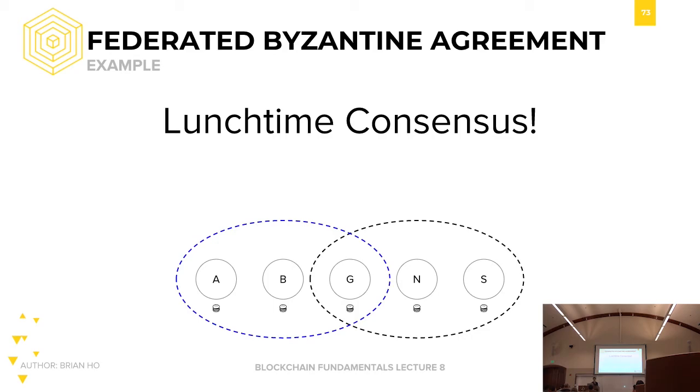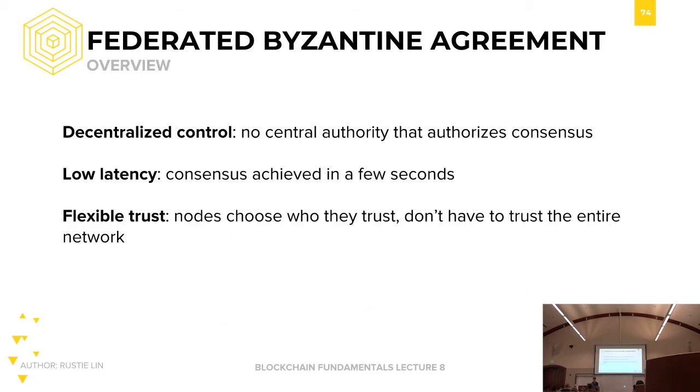So slowly you can build up this huge quorum by accumulating individual quorum slices, and what that achieves is decentralized control. No central authority authorizes consensus, and no one can prevent you from joining the network. There's low latency. This consensus protocol, even though I went through many slides, is actually achieved in a few seconds. And flexible trust, meaning that you don't have to trust the entire quorum that you're dealing with. You only have to trust the people that you trust. And so you get to choose. You have the freedom of choosing whoever you want to trust.